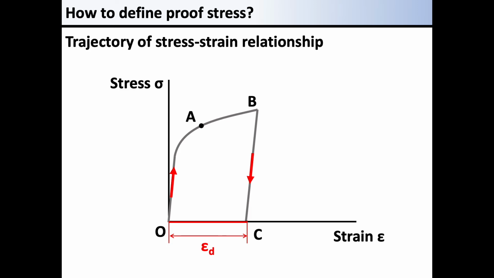Suppose that a material is deformed from its origin to B via A. Then, if you remove the load from the material, it comes down to C along a line parallel to the Young's modulus. If you apply a load again, it goes up to B along a line parallel to the Young's modulus, and then it follows the curve of the original stress-strain relationship.